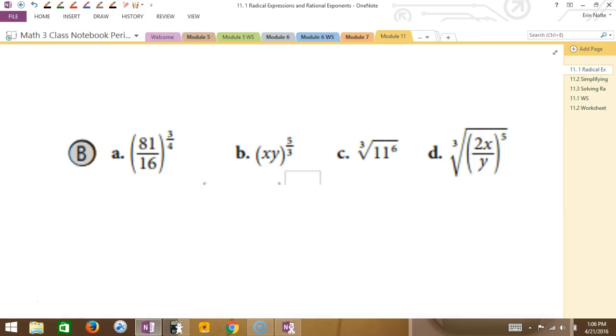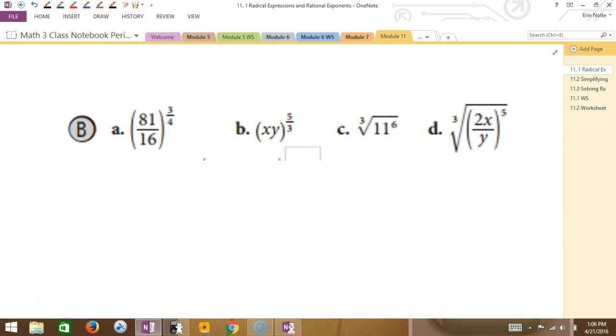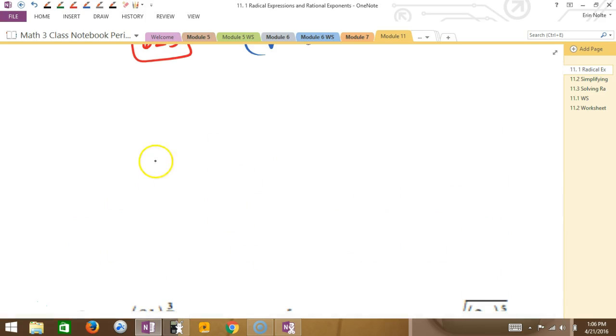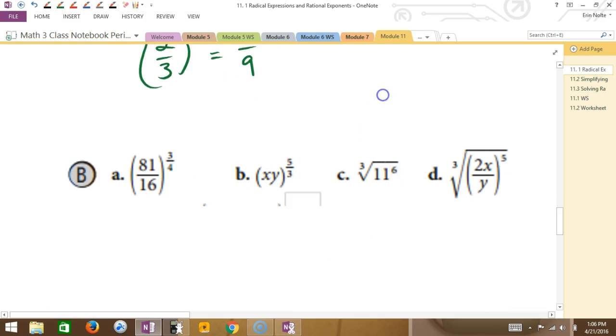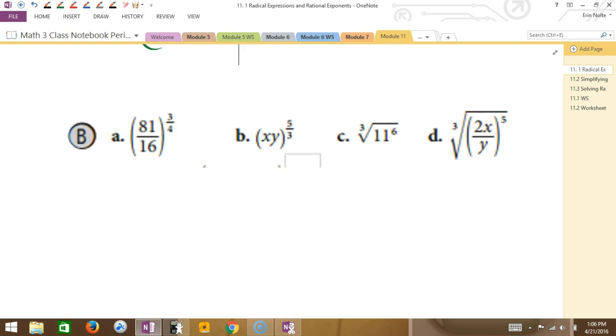Here's a couple more things that you need to remember when you're dealing with roots and exponents. If I have a fraction with an exponent, how do I deal with this? Let me go backwards. Let's say I have 2/3 squared. How do you do 2/3 squared? You just square the top, square the bottom, right? So that would just be 4/9. You would do the exact same thing in this scenario, where you have a fraction.